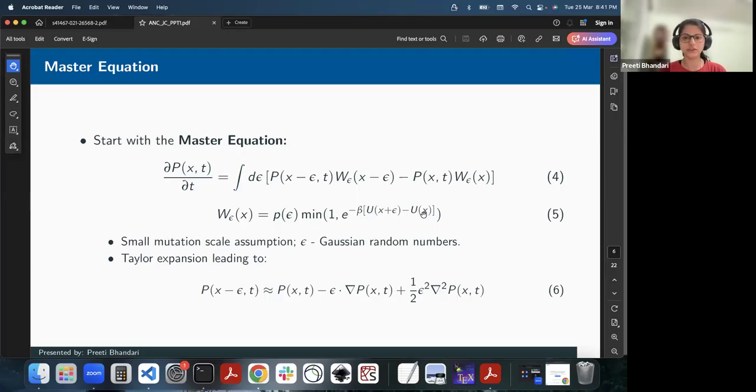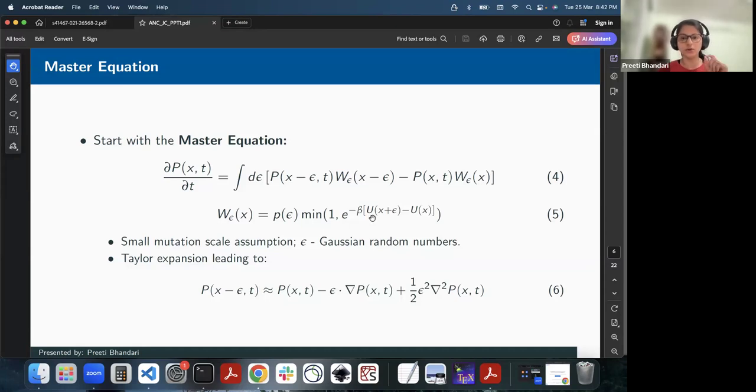Let's say you were initially at U of x, your loss function at some state x, and now you propose that we go to some new state x plus epsilon. You again calculate your loss function, and then you calculate the change, delta U, the difference between them. If delta U is less than 0, you always accept that move. But if delta U is greater than 0, then also you accept it, but with the probability exponential of minus beta delta U.